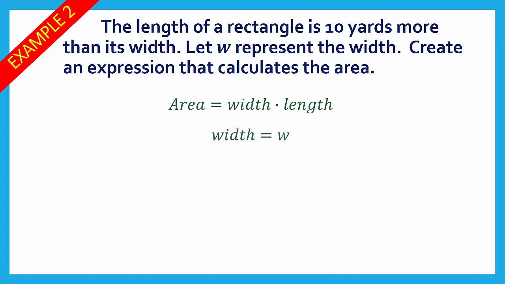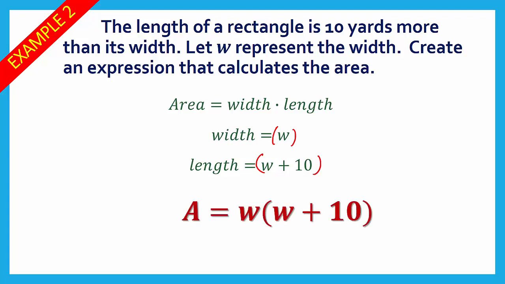So our width, we're told, is w. Our length, we don't have an exact variable for. We just know that it's 10 more than its width. So we can write it as length equals our width plus 10, because it's 10 yards more. So we can plug these two expressions in. We've got w and w plus 10, because it's width times length. So I can have my answer as A for area equals w, which is the width, times the length, which is w plus 10, and make sure to put that in parentheses. You don't need to do anything other than that either. If you really wanted to, you could expand it and get w squared plus 10w, but we're not going to ask you to do that.